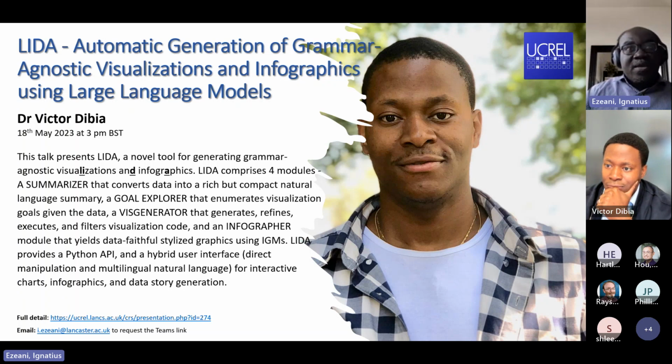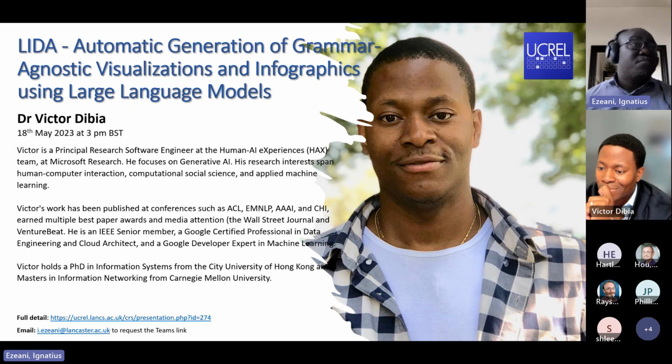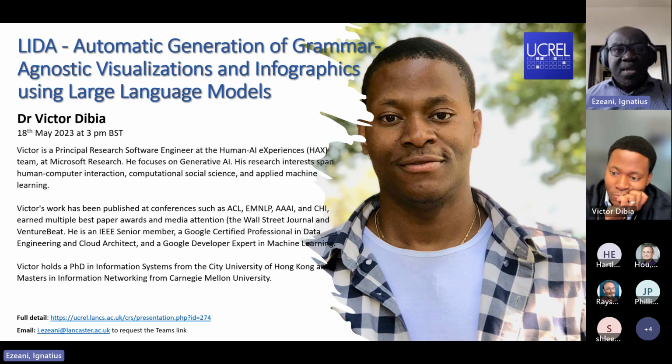Okay, and we are lucky to have Victor here today, who is a principal research software engineer at the Human AI Experiences team at Microsoft Research. His work focuses on generative AI, and he has interest in human-computer interaction, computational social science, and applied machine learning. So kind of cuts across different disciplines. His work has been published at core NLP conferences like ACL, EMNLP, AI, and so on. Okay, and has also earned multiple Best Paper awards and media attention, the Wall Street, the VentureBeat, and so on.